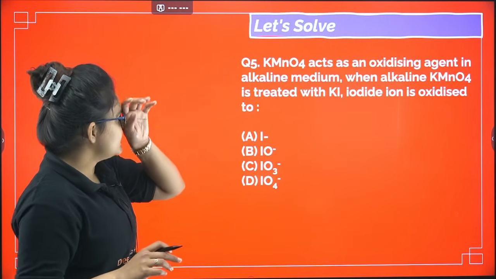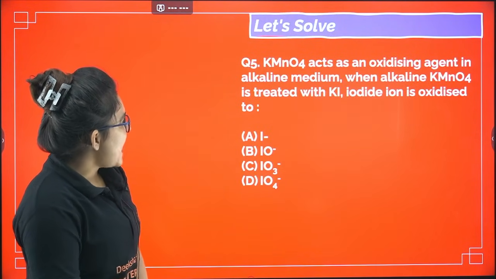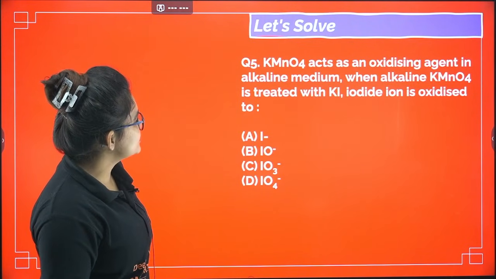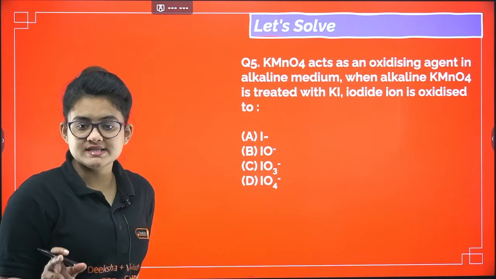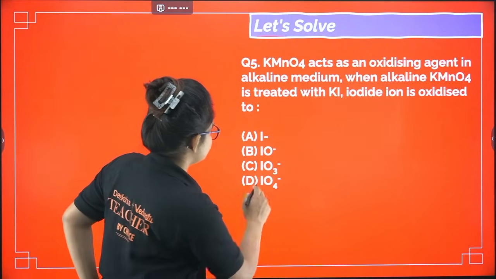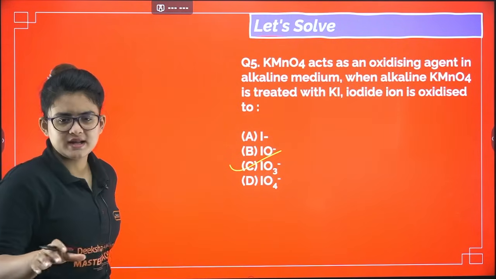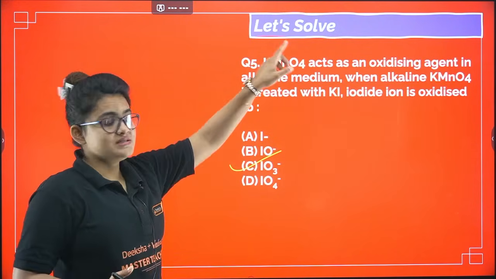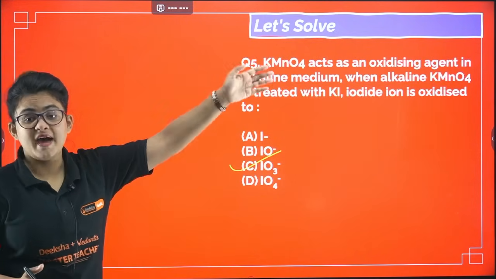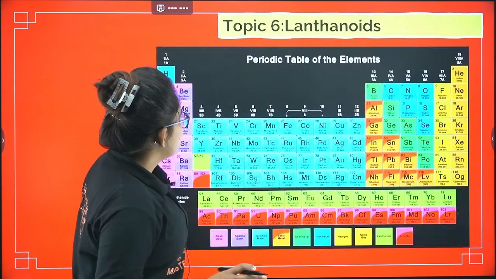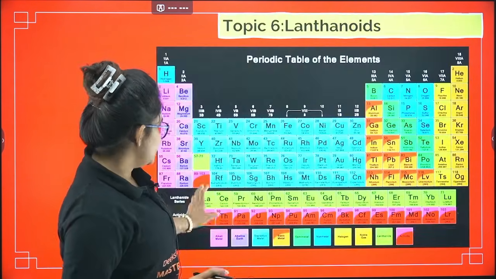Next one, question you can see: KMnO4 acts as an oxidizing agent in alkaline media. When alkaline KMnO4 is treated with KI, meaning I-, the iodide ion is oxidized to IO3-. Neutral and alkaline are similar, so IO3- will form. If the same question had come in the form of acidic media, then you could tell that it is I2.